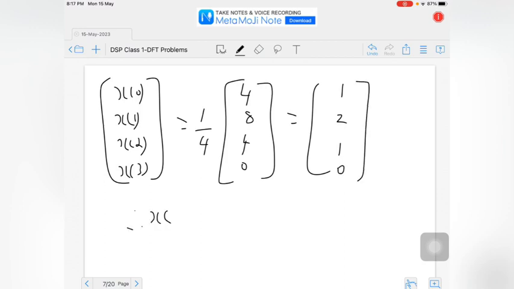Therefore, what is my x of n? x of n is 1, 2, 1, 0. This is my IDFT of the given sequence. x of n is equal to 1, 2, 1, 0.